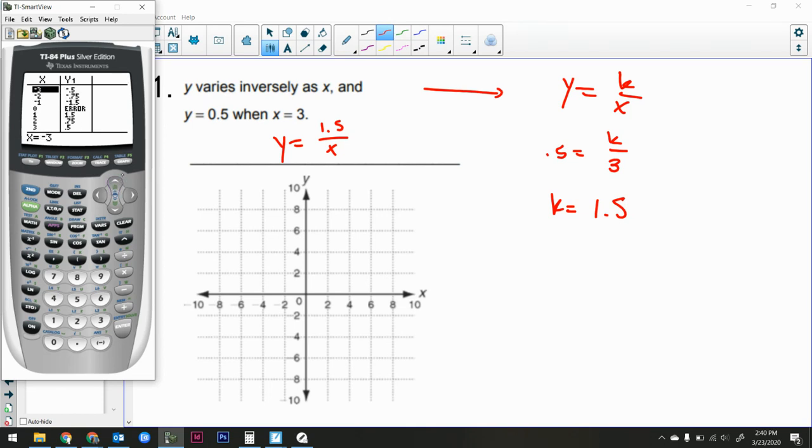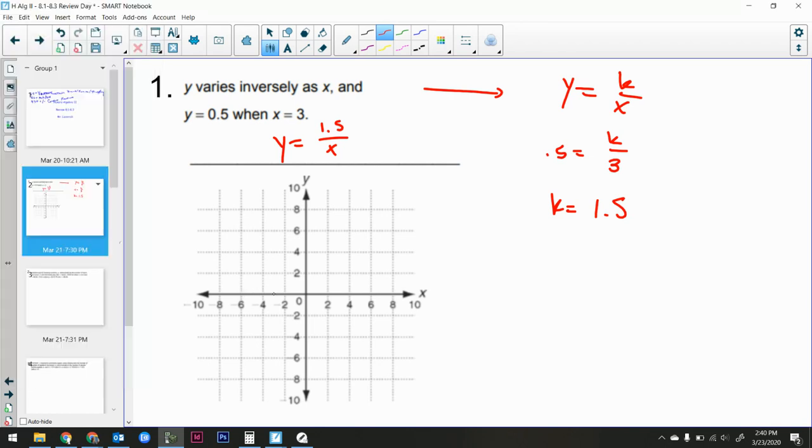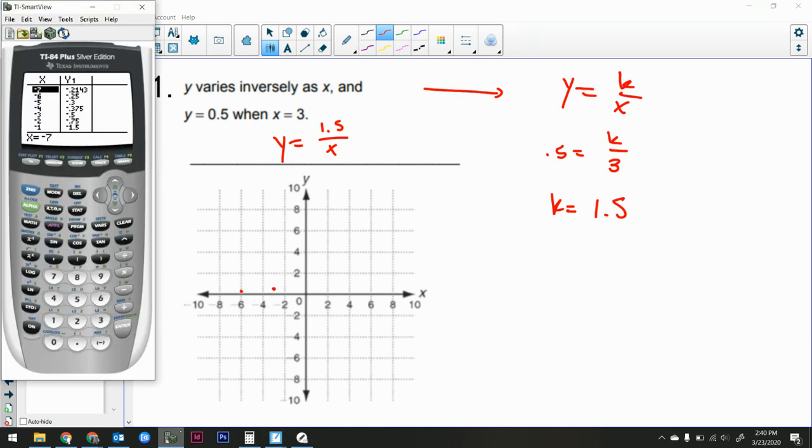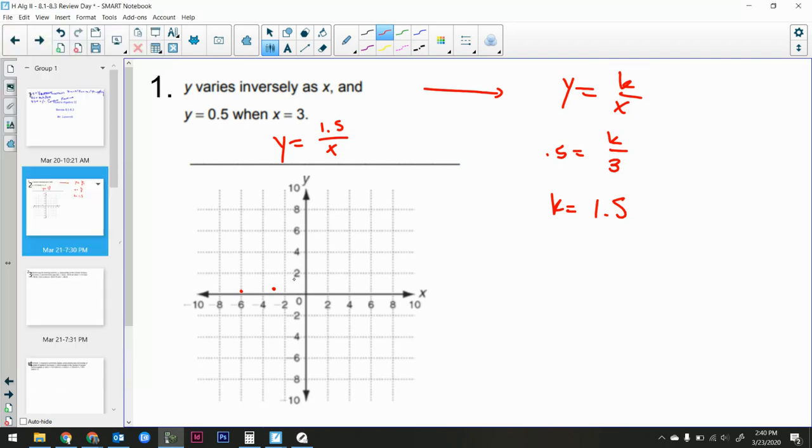Okay, looks like we've got negative 6 comma 0.25. Negative 3 comma 0.5. Negative 1 comma 1.5. Somewhere in there. Yeah. And then it's going to go up here. So it's got here.